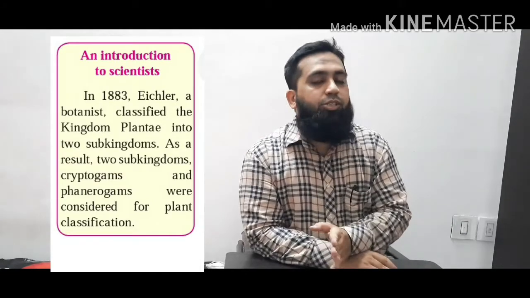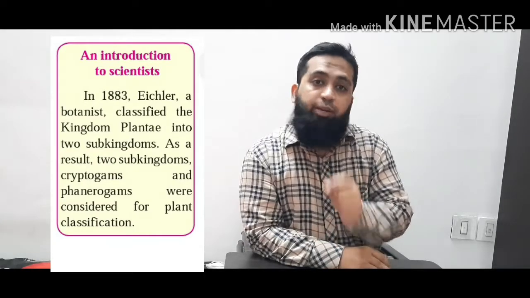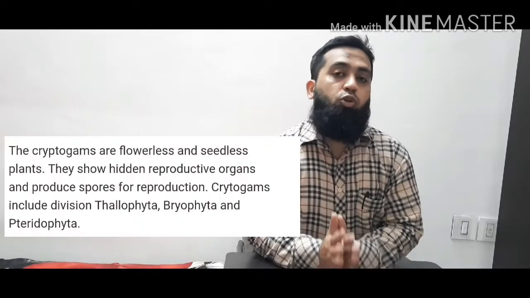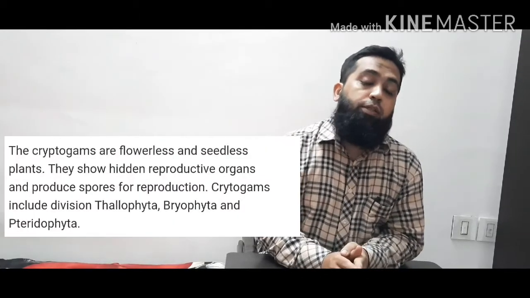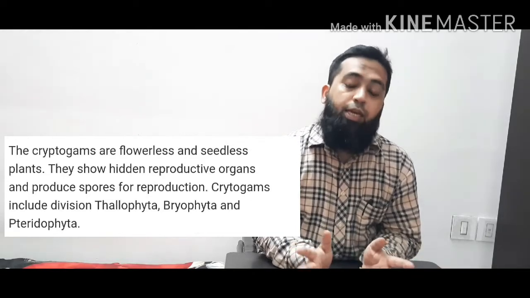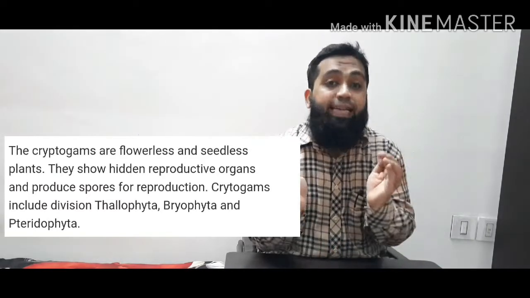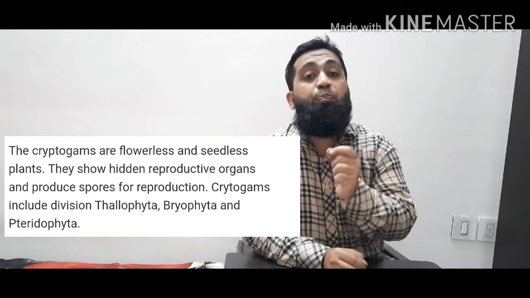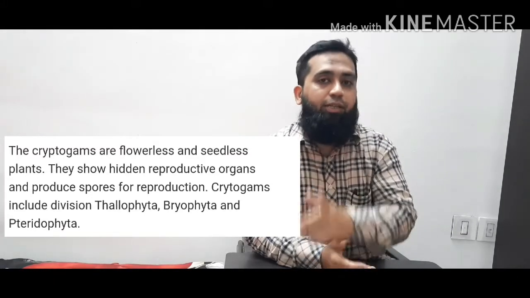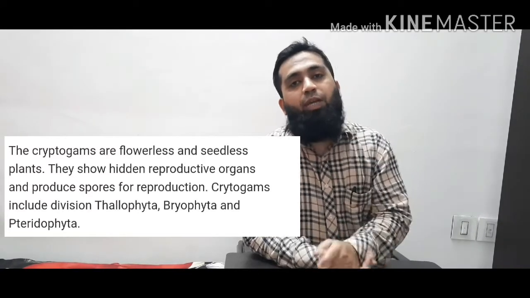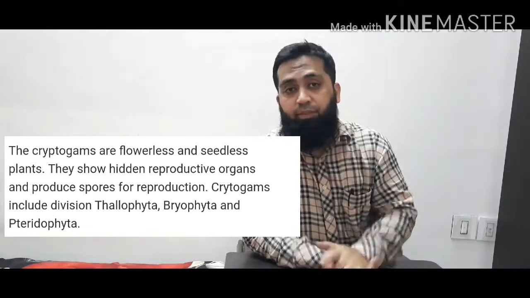Our today's lecture will be based on sub-kingdom Cryptogams. We are going to discuss Cryptogams, and then in the next lecture we will discuss Phanerogams. Sub-kingdom Cryptogam is the group of plants that have no seeds, no fruits; they are flowerless, seedless plants, and their organs of reproduction are hidden. In fact, they reproduce through spores. Spores are tiny particles capable of reproducing. So cryptogams are the group of plants which reproduce through spores. You have to remember this.